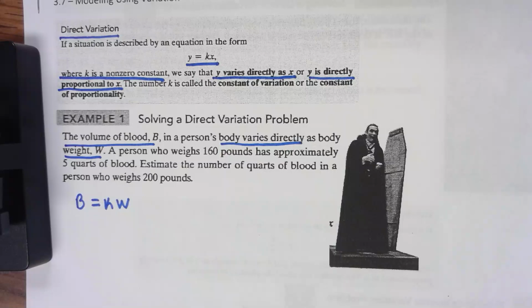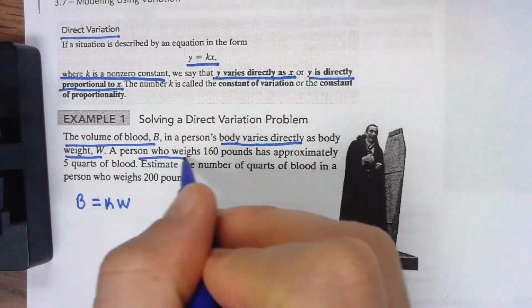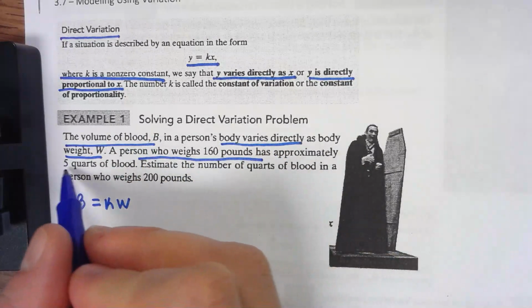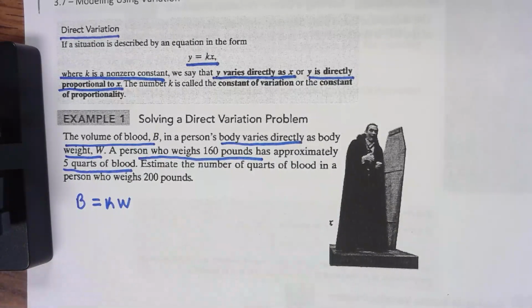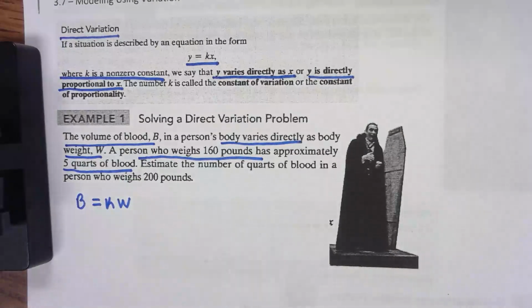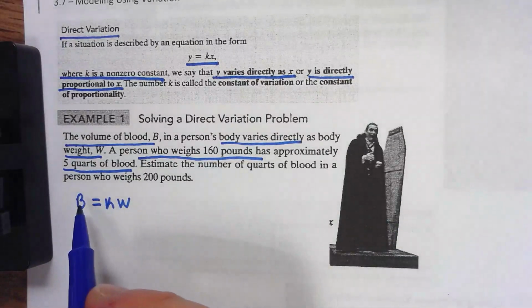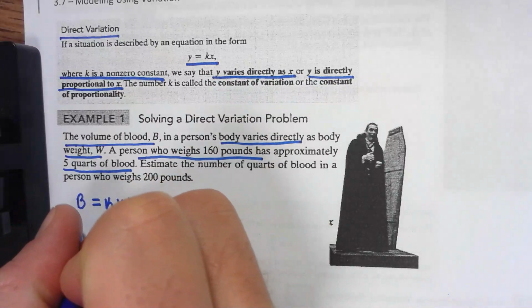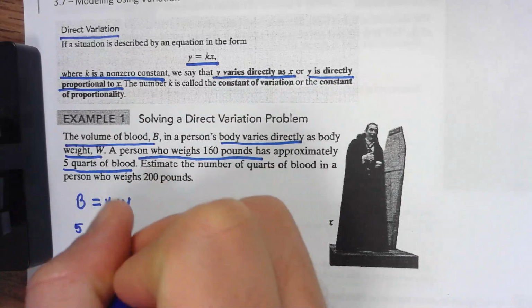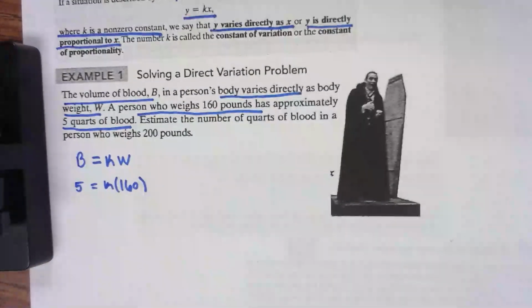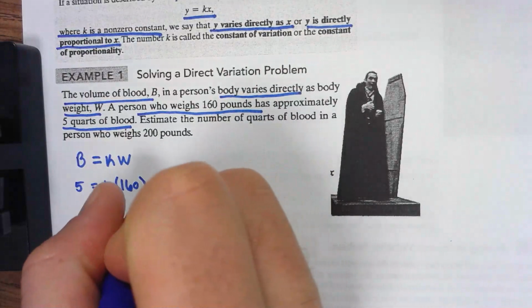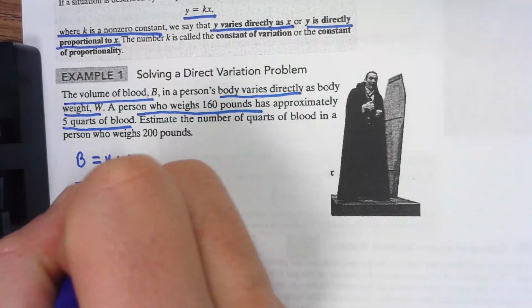Anyways, a person who weighs 160 pounds has approximately 5 quarts of blood. So then we're going to use that to estimate the number of quarts of blood in a person who weighs 200 pounds. But before we do that, we need to find this constant, the non-zero constant k. So it says that the volume here is 5 quarts of blood for one person that weighs 160 pounds. And so we can easily solve for the constant by dividing by 160. So k is 5 divided by 160.